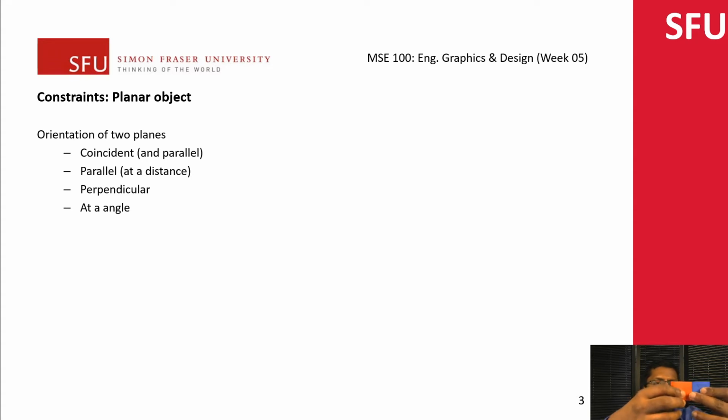I can actually make it parallel and on the same place, which would be a coincidental constraint. So the two planes are located on the same location. I can also have them facing each other. So these are two ways I can set them together. I can set them to be parallel, facing the same way, or facing towards each other. We can have it parallel and then set a distance, either facing the same direction or facing each other.